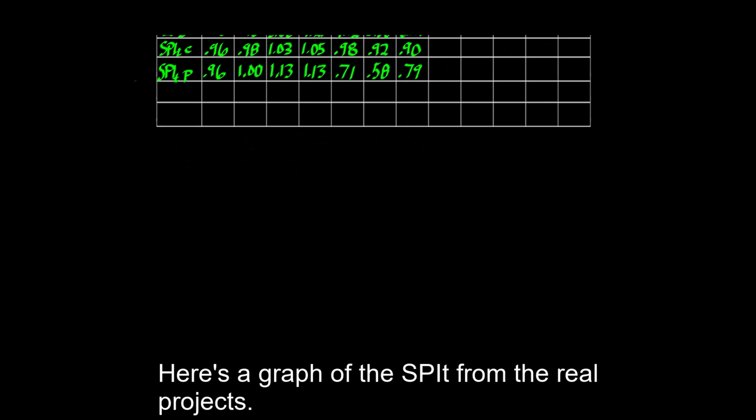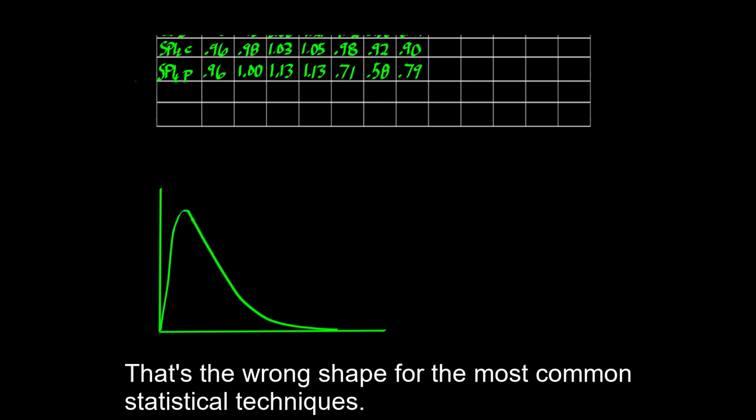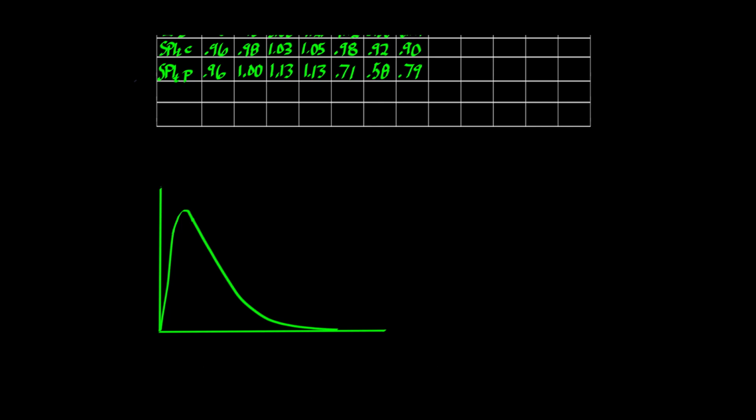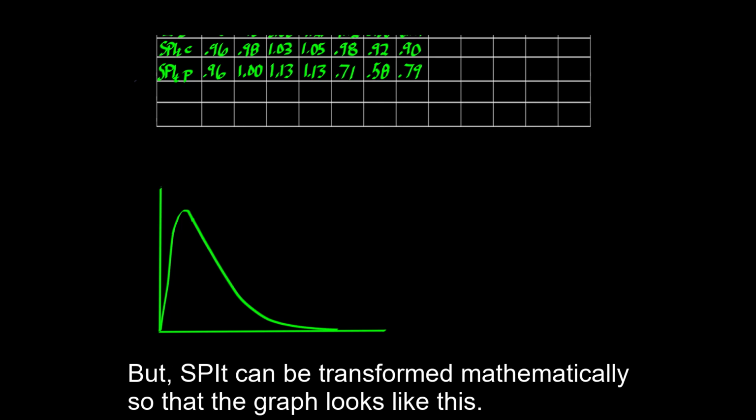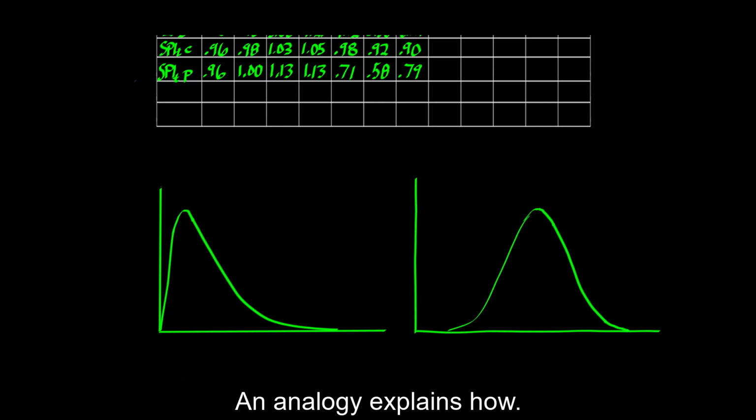Here's a graph of the SPIT from the real projects. That's the wrong shape for the most common statistical techniques. But SPIT can be transformed mathematically so that the graph looks like this. How is that done? An analogy explains how.